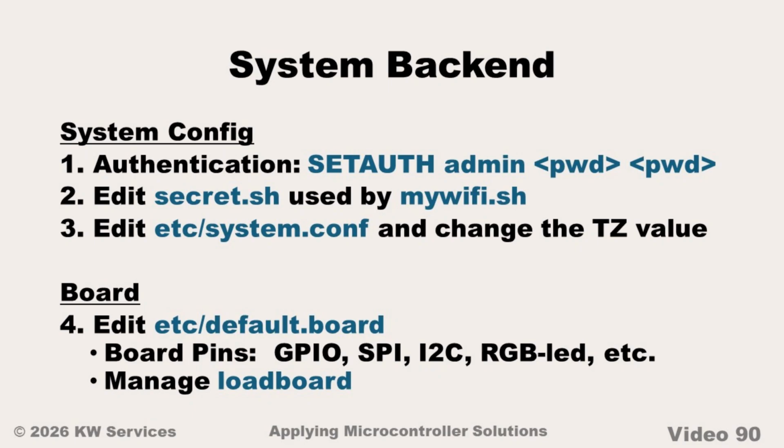So in step 2, edit the file secret.sh and put in your SSID and its password. And remember, this file is just plain text. Thirdly, edit the system config file and change the -4 to your time zone value. Finally, edit the file default.board, which describes the ESP32S3 board with your particular board's pin layout.